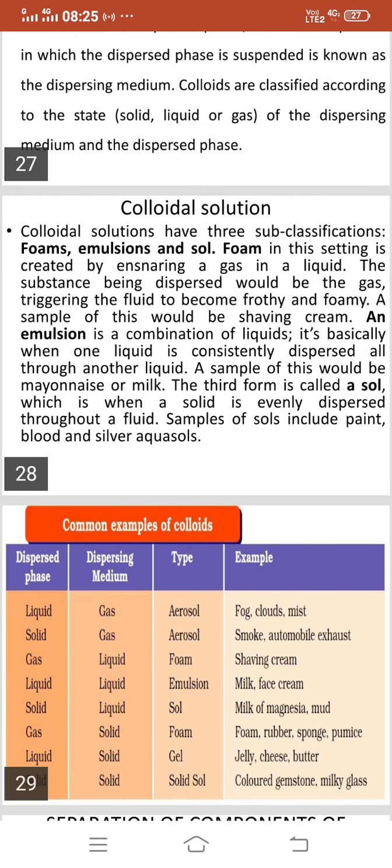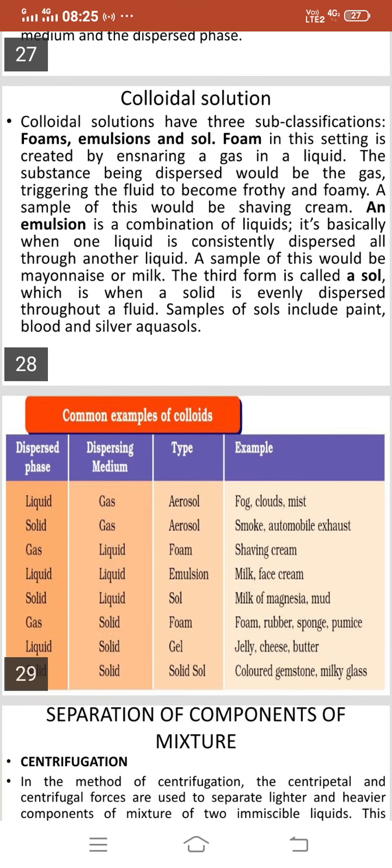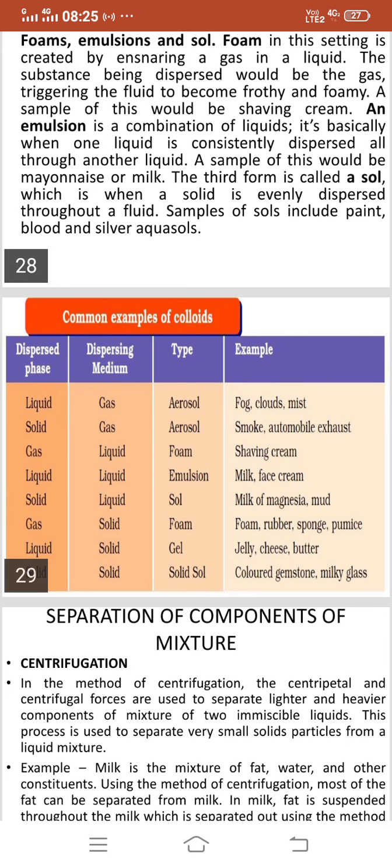Now you can see in this particular slide the different examples of colloids, with dispersed phase, dispersing medium, type, and examples. Now, separation of components of a mixture. How to separate the various components present in a mixture? What are the processes and techniques to separate the various components of a mixture?